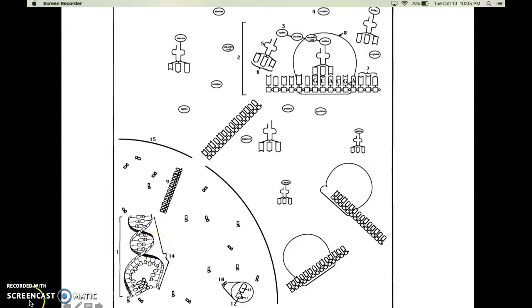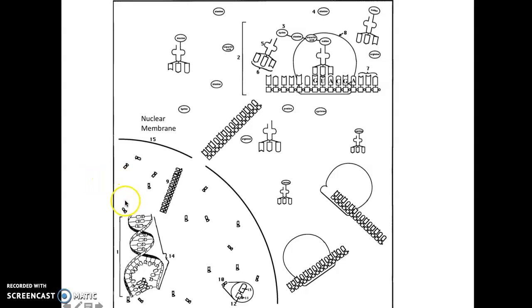All right, so starting off, if we're going to make protein synthesis, we are going to start with a process known as translation. And it's going to occur inside the nuclear membrane. You notice here's a nuclear membrane. This is the nucleus. This would be out in the cytoplasm of the cell.